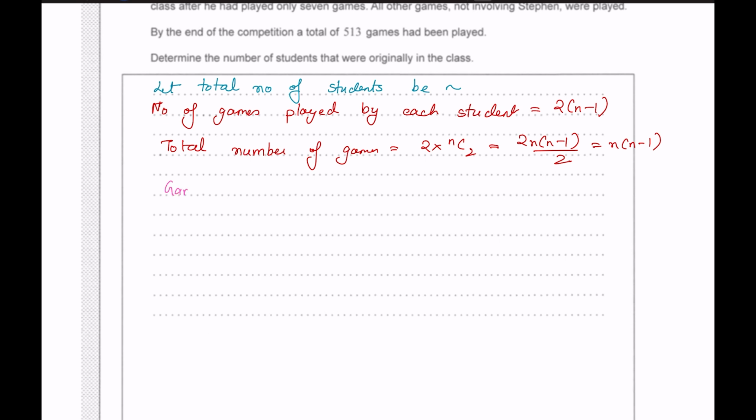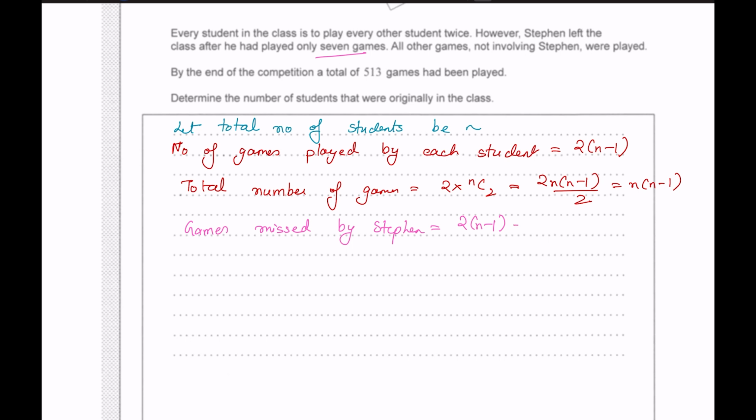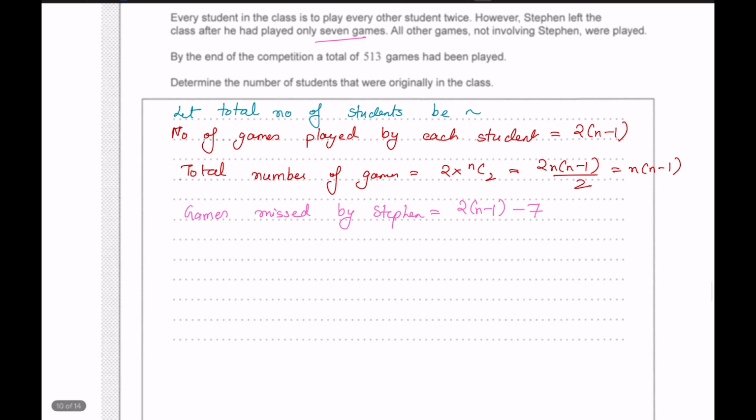Now, the number of games missed by Stefan. Stefan was supposed to play 2 times n minus 1. Out of them, he only played 7 games. So this is the total number of games he missed: 2 times n minus 1 minus 7. Minus 7 because he played 7 games and he missed the rest.